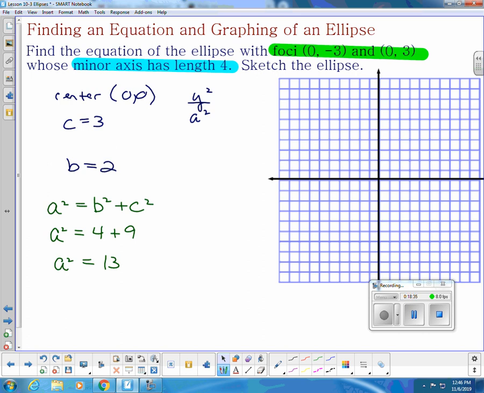So the equation is x minus 0 is just x squared plus y minus 0 is y squared. Under y squared I have my a squared, which is 13. And under x, I have my b squared, which is 4. And you're done.